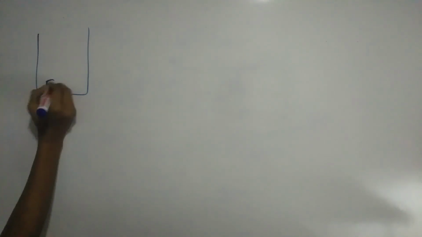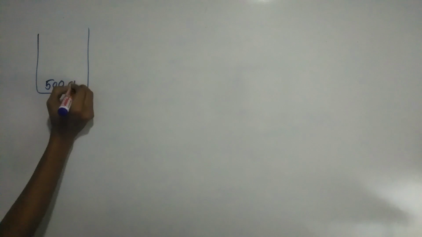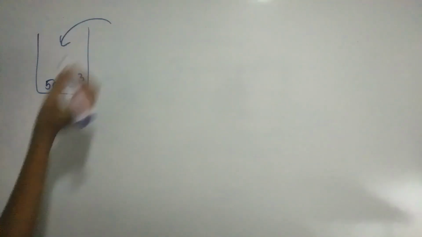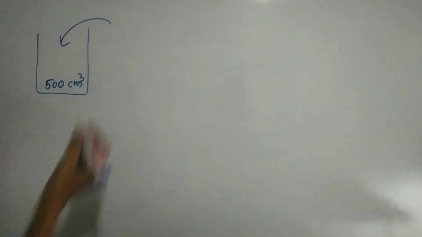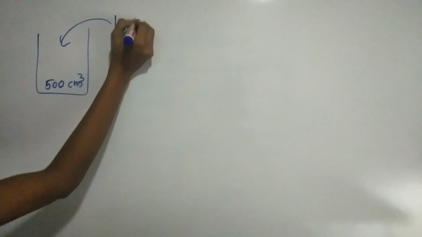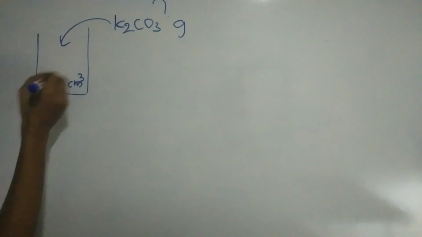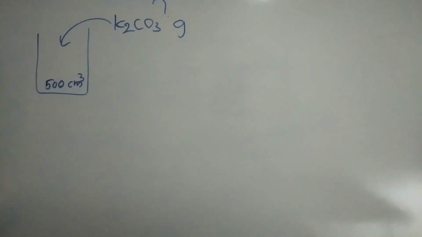Now they are going to make a solution of potassium carbonate. 500 cubic centimeters potassium carbonate solution they want to make. They are asking us how many grams of potassium carbonate should we add to make this. Let's see how we are going to do it.